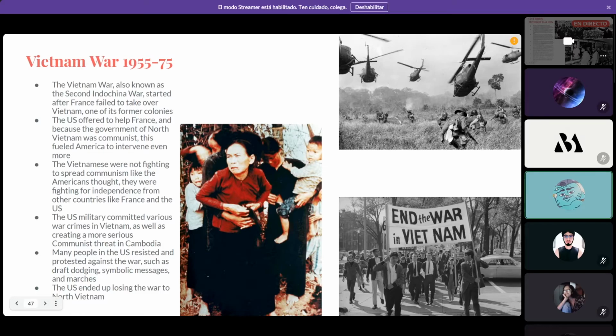Around the same time too, from the 50s to the 70s, there was a lot going on in this time period, including the Vietnam War. Now, this is a really weird one because really the United States didn't really know what they were getting into with the Vietnam War. It's also known as the Second Indochina War because the First Indochina War was between France and Vietnam. And this is kind of how the Vietnam War started. France actually owned Vietnam. It was a colony, and they wanted their colony back.